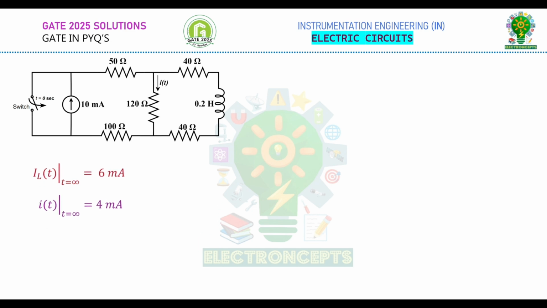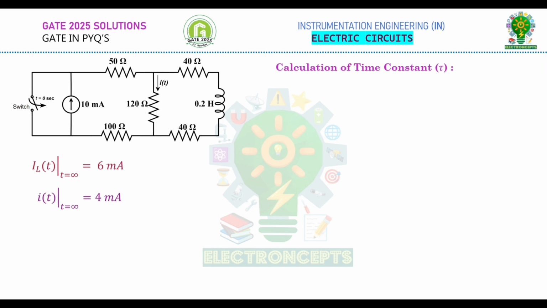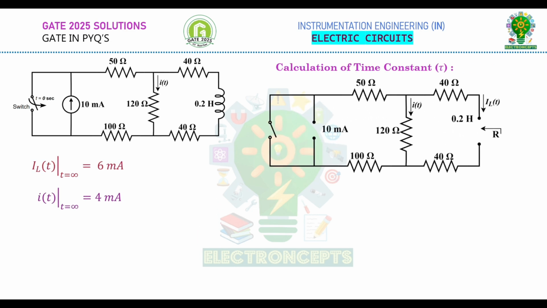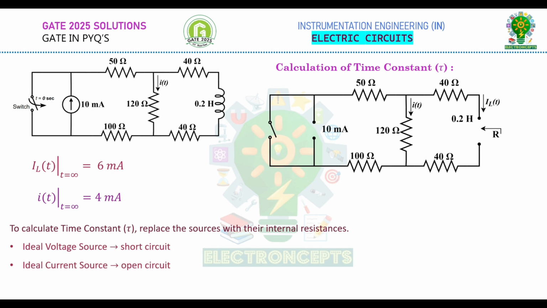Keeping these values aside, now let us calculate the value of the time constant. To calculate the time constant, we need to replace the sources with their internal resistances.